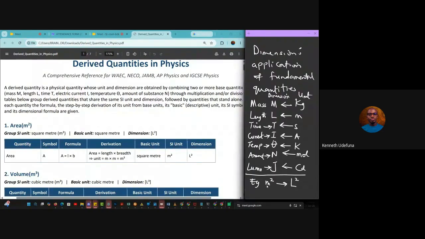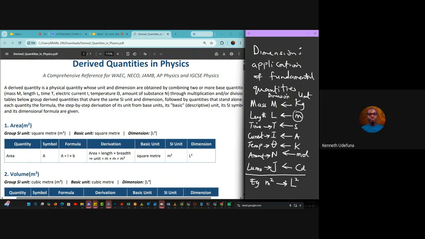Because I said that anything measured in meter must be written as what? Capital L as the dimension. Anything in meter must be written as capital L as the dimension. So you see that meter is written as capital L.